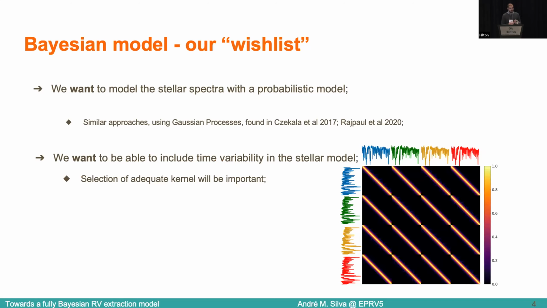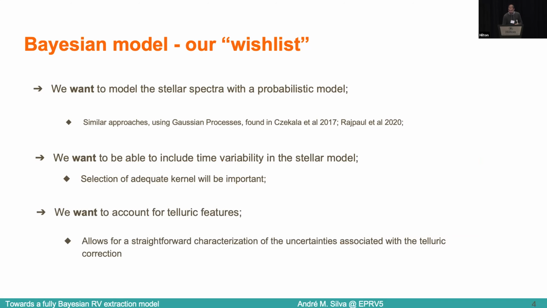On top of that, if we are truly working within a Bayesian framework, we could also easily introduce telluric modeling. If we model the tellurics at the same time we model the spectra and extract radial velocities, we could have a straightforward way of characterizing the uncertainties associated with this modeling process.